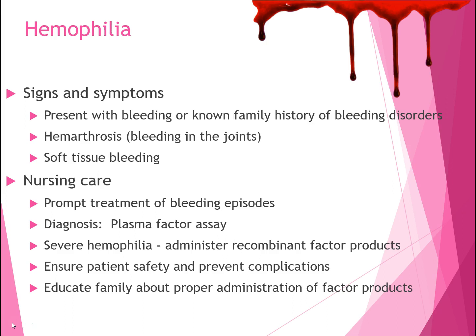So with these kinds of kids, you obviously want them to avoid contact sports, things like football, because they're more at risk for injuries that way. Ensure that they're being safe, prevent any complications, and obviously provide education. There are certain factor products that the parents can be educated to administer if the kid is having a bleeding issue at home, before they have to bring them to the hospital, but they definitely want to keep the provider in the know. They want to make sure that the provider knows what's going on.